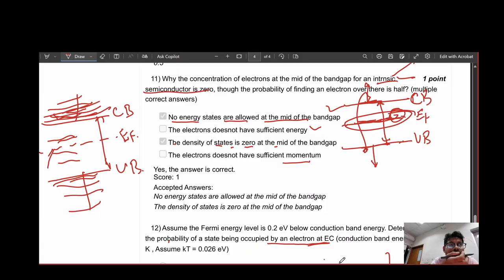Just imagine you have a ladder. There are steps in the ladder, above this and below this, and in between there are no steps, so you cannot step in between these two, right? The same thing, electrons cannot be there because there is no state. There are no empty boxes, we can say, where we can put the ball.